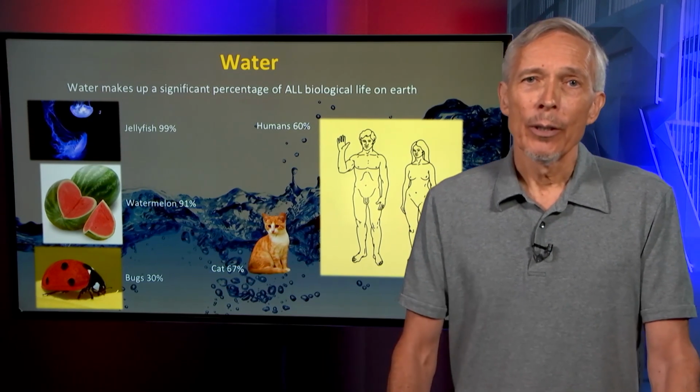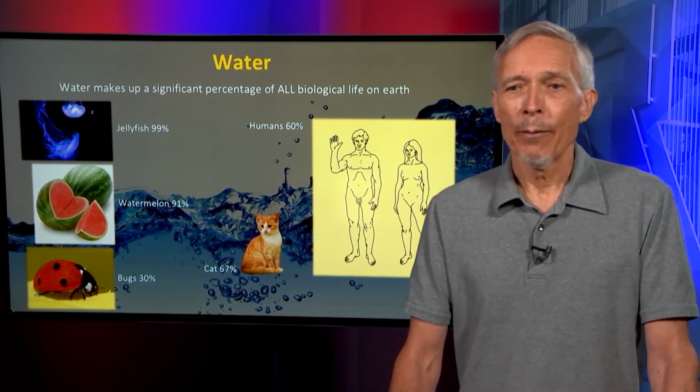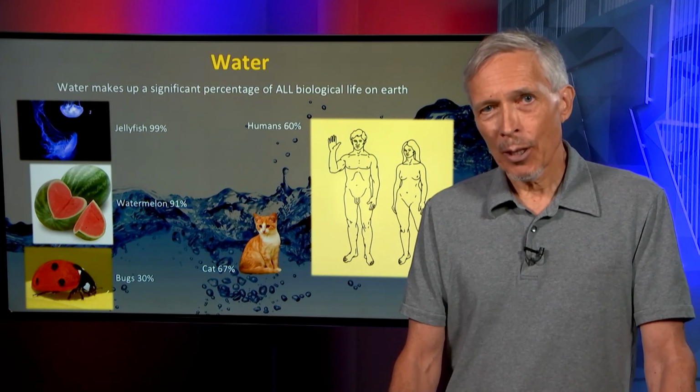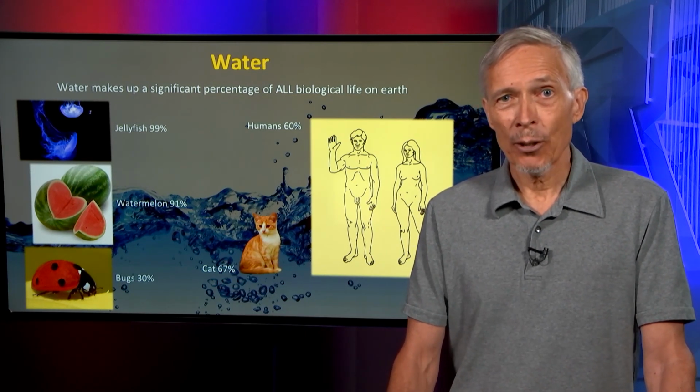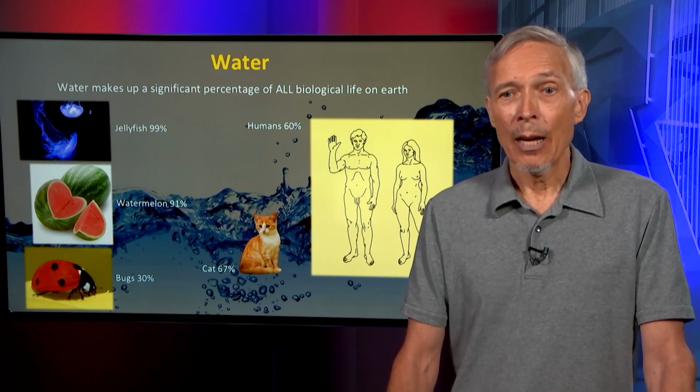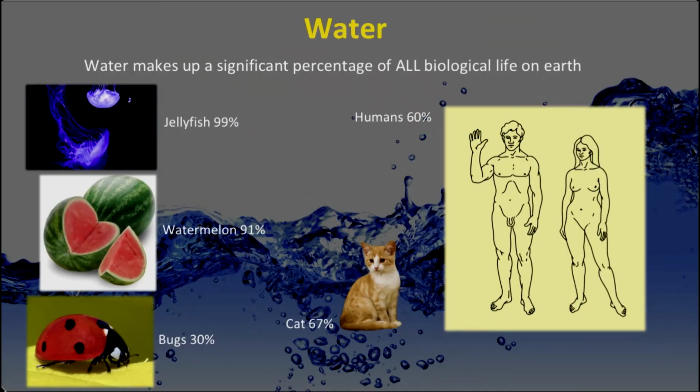What about water? Water is really important for life. It ranges in its composition and its fraction in living and organic material by a large factor. In jellyfish, it's about 99% of their composition. In the driest bug you might find in an arid place, it's down around 30%. Humans are in the middle at about 60% or 2/3. But water is essentially a significant percentage of all biological life.